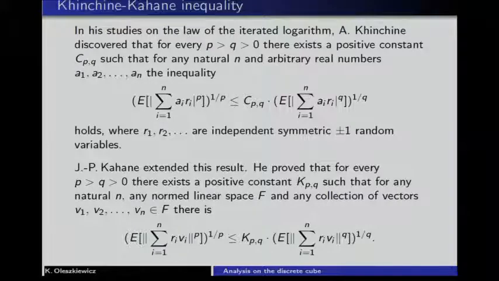Okay? K_{p,q} doesn't depend on the space F? No, it doesn't. It works for all normed spaces uniformly. That's the point. This is the constant that doesn't depend on the space, doesn't depend on the choice of vectors and on the number of vectors. It depends only on p and q. The extreme situation is when the vectors line up. Intuitively, that's the extreme case, but proving it is another matter.